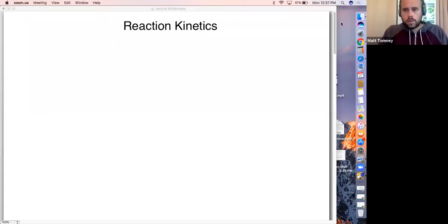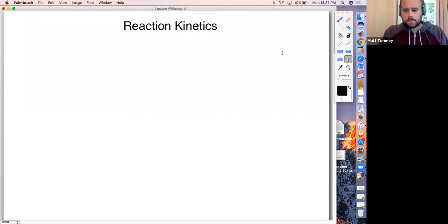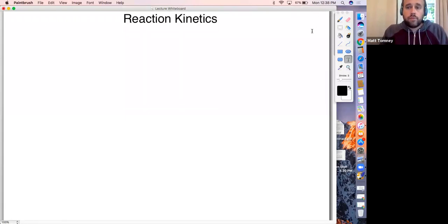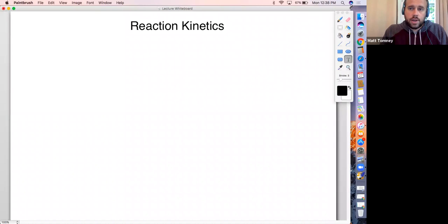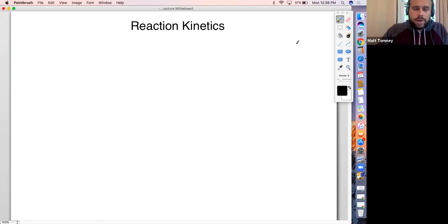So what we're going to focus on today is kinetics of chemical reactions. When we talk about kinetics, we're really talking about the rates of a given reaction. You're going to hear the term rate used a lot as we're discussing this, okay? And kinetics will be the rate at which a given reaction occurs.